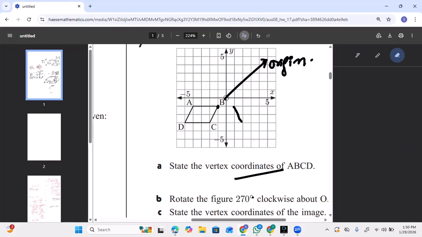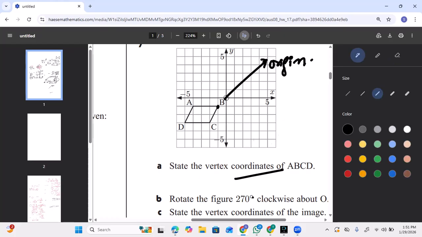Let me erase it. And the sides would be opposite. It would be now D, C, A, B. And now the coordinates would also be different. If you look at the coordinates, for D it would be 1, 1. For D, it would be 1, minus 1.